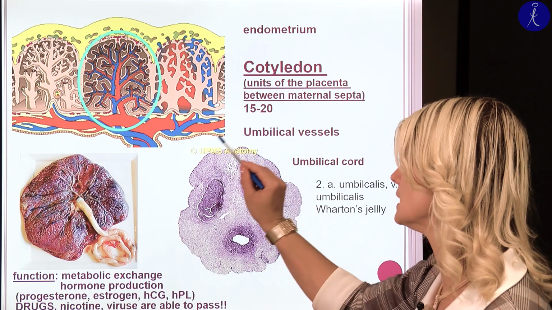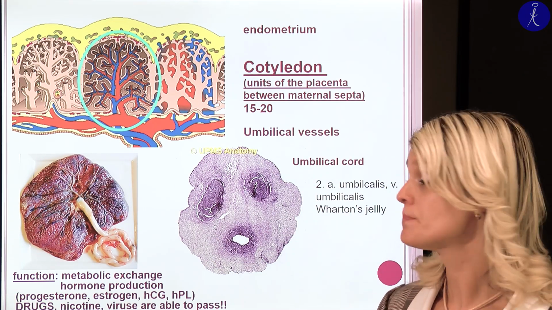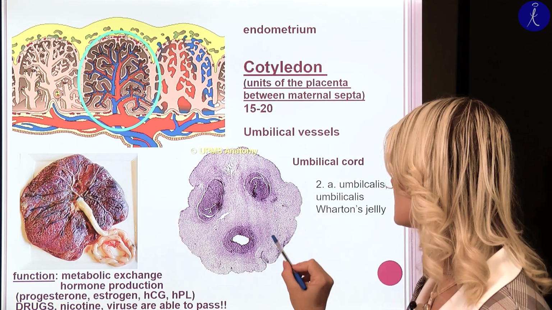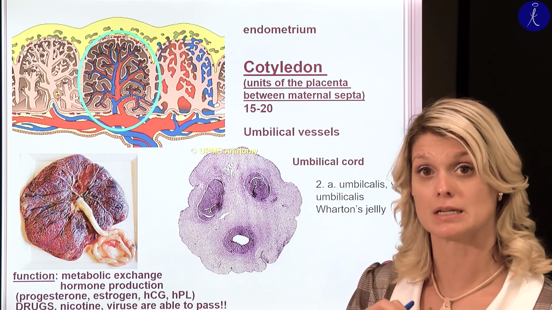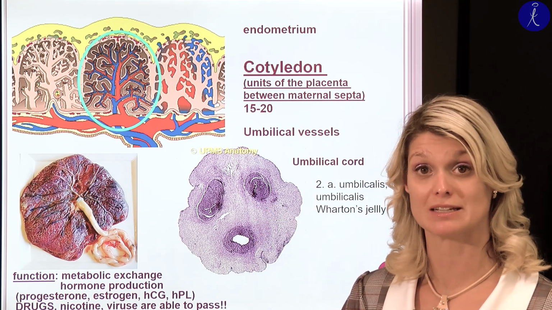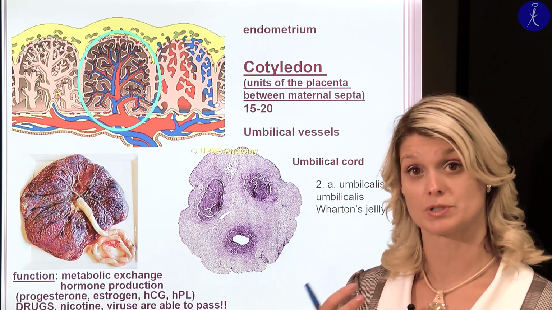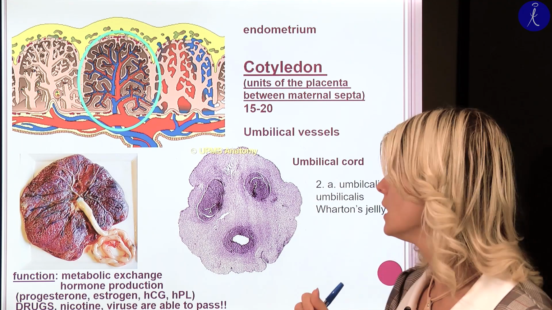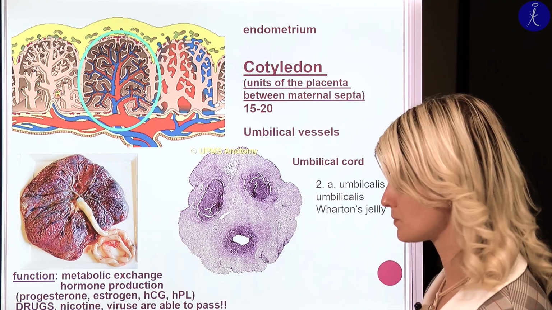And here you can see the cross-section of the umbilical cord, the two umbilical arteries and one umbilical vein. They are embedded within a jelly-like material called Wharton's jelly. This contains a lot of water for protection. It protects the vessels against the contraction within the cavity of the uterus.